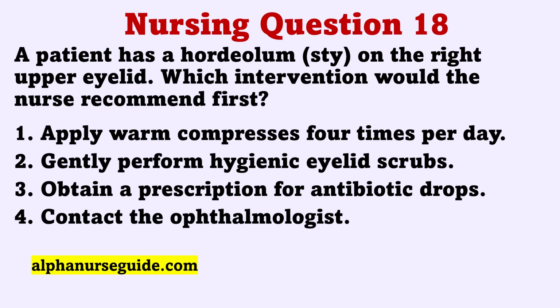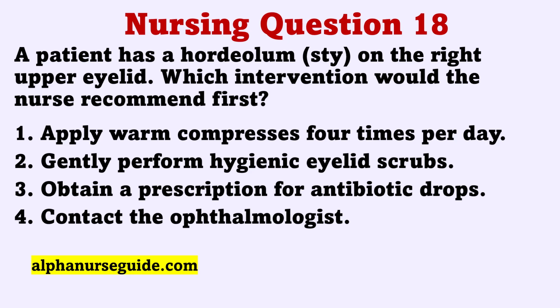A patient has a hordeolum on the right upper eyelid. Which intervention would the nurse recommend first? 1. Apply warm compresses 4 times per day. 2. Gently perform hygienic eyelid scrubs. 3. Obtain a prescription for antibiotic drops. 4. Contact the ophthalmologist.